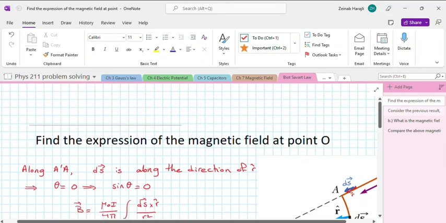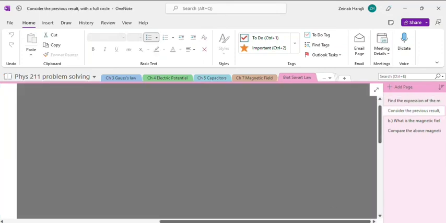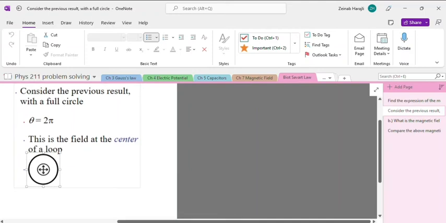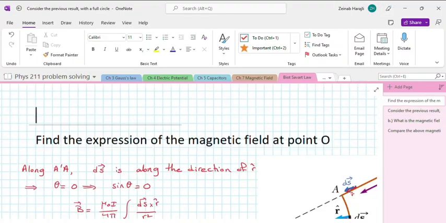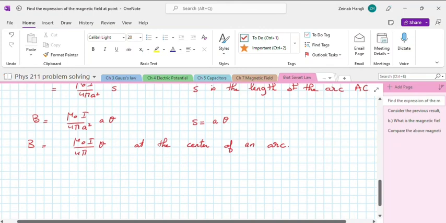So this is the expression of the magnetic field at point O. We can, however, consider the obtained result in order to find the magnetic field at the center of a full circle. So the result that we have obtained, which is for the magnetic field at the center of an arc, can be used to find the magnetic field at the center of a full circle, which we call a loop. So to find the magnetic field at the center of this circle, we can simply use the result we have obtained previously, which is mu 0 I over 4 pi A times theta. So this is the magnetic field we have obtained here.